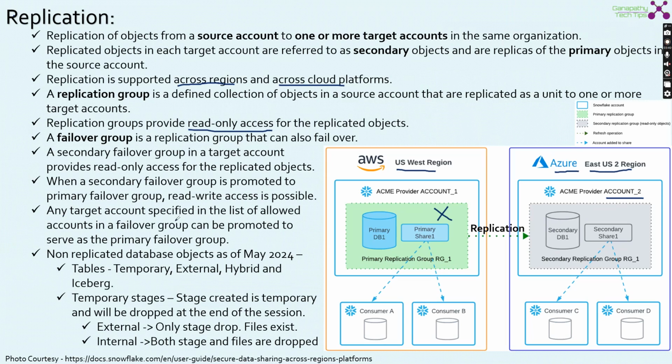Any target account specified in the list of the allowed accounts in the failover group can be promoted to serve as the primary failover group. This is an example. Here I mentioned only one target account. Instead, we can have multiple target accounts, so you can specify any of the target accounts in the failover group as the primary in the case of the failover.